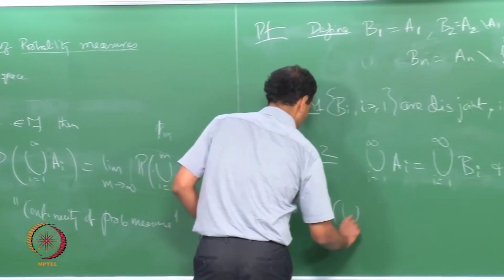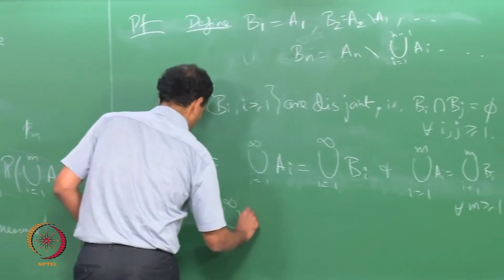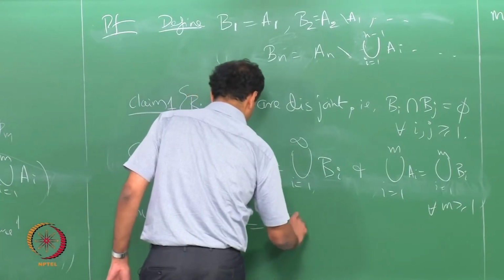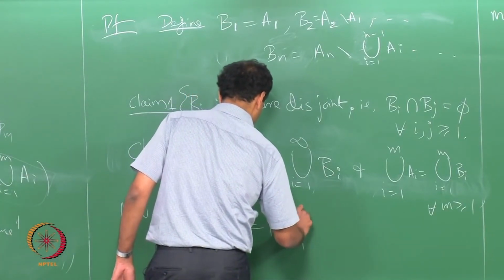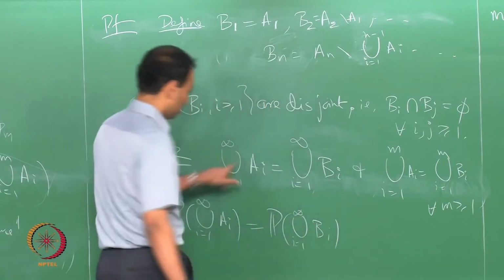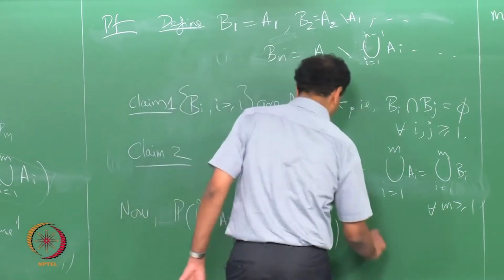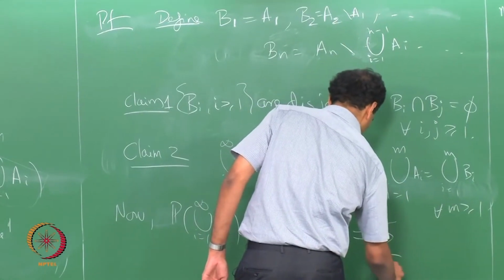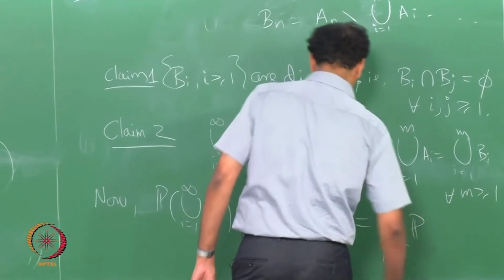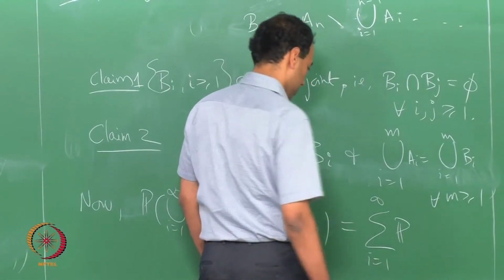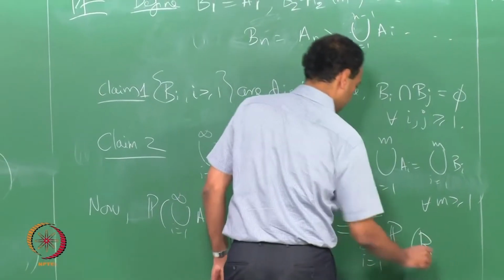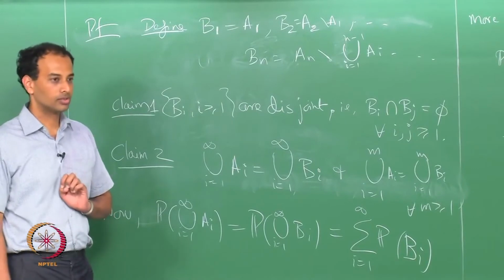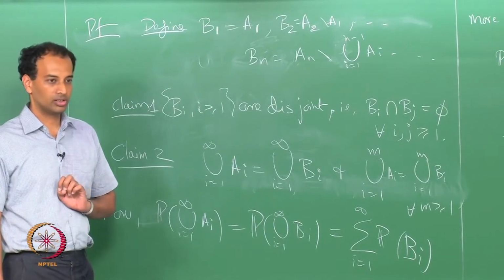So, let us do this now. The probability of the union i equals 1 through infinity of Ai is equal to the probability of the union i equals 1 through infinity of Bi, that is because these two are equal, and this will be equal to the sum over i equals 1 through infinity of the probability of Bi, correct. Everybody okay?